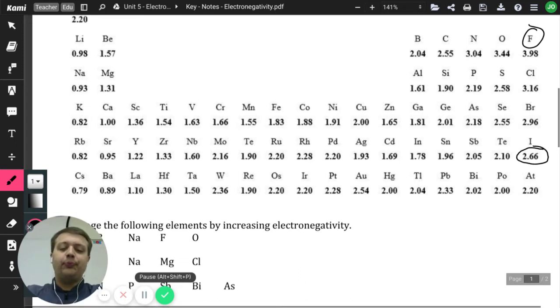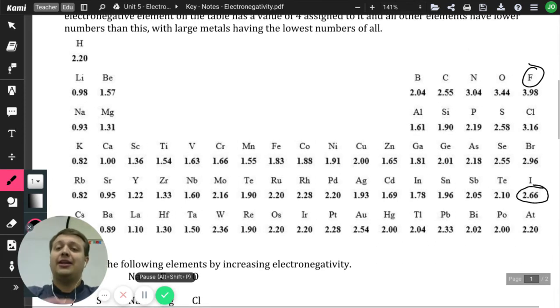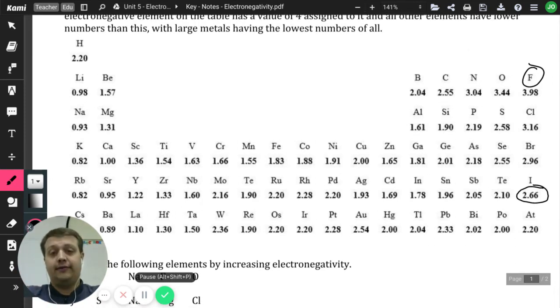Okay? All right. So if you're given this table, if you're given something like this, you need to use the numbers that you're given. If you're not given the numbers, then you need to know the trend. And remember, the trend is as you move down, you decrease by 1.